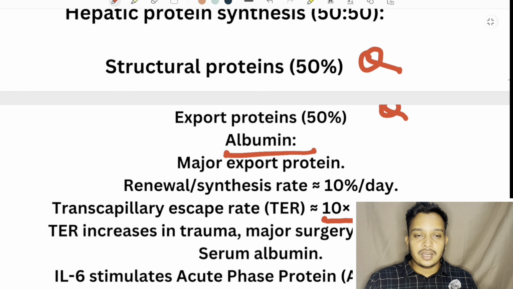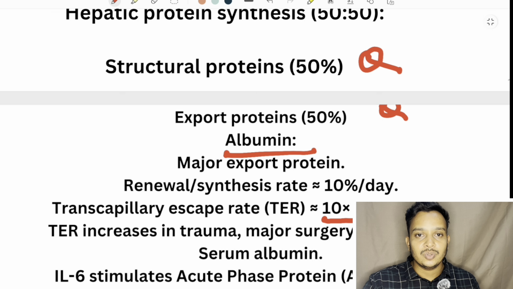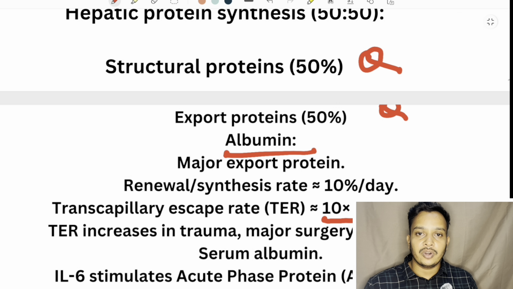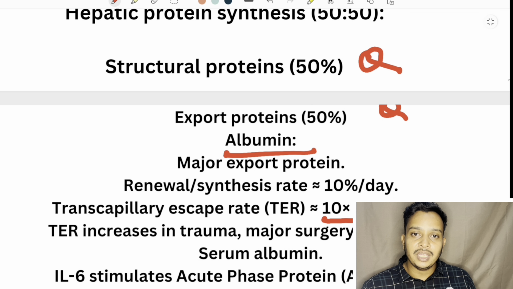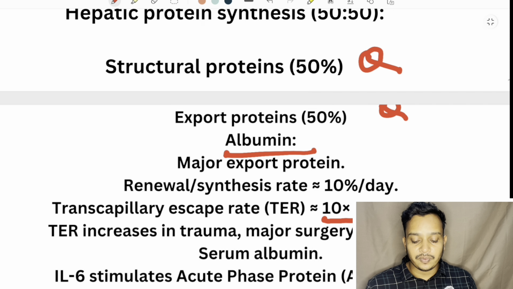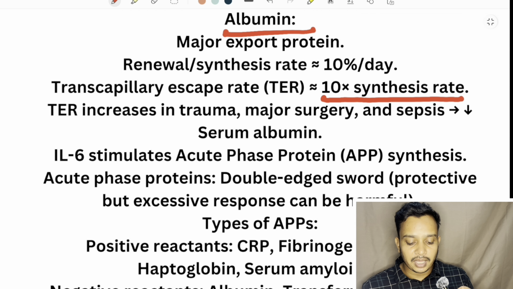This transcapillary escape rate is important, because whenever there is injury or sepsis, our capillaries are leaky. In that situation, the transcapillary escape of albumin, which normally happens at 10 times the synthesis rate, will increase further, and the patient will have a state of hypoalbuminemia. So whenever there is major trauma or sepsis, don't think the patient is hypoalbuminemic because of a pre-existing condition. The patient might have hypoalbuminemia because of the increased transcapillary escape rate caused by severe inflammation. This is predominantly happening with albumin.